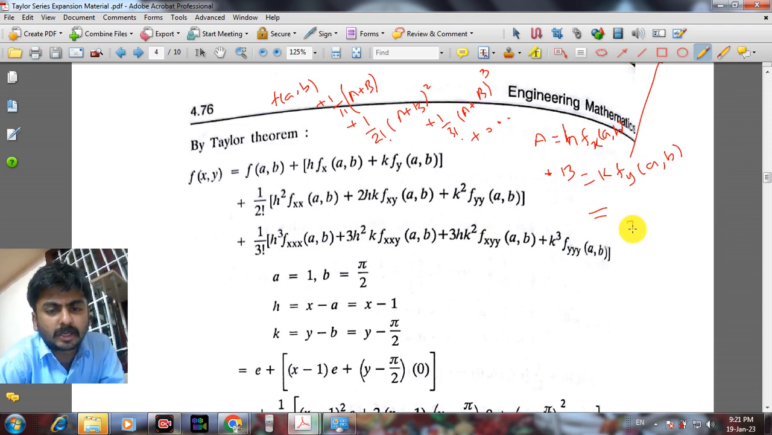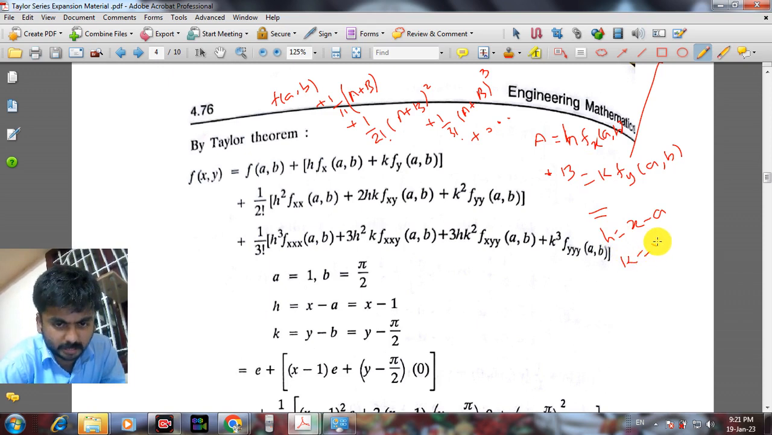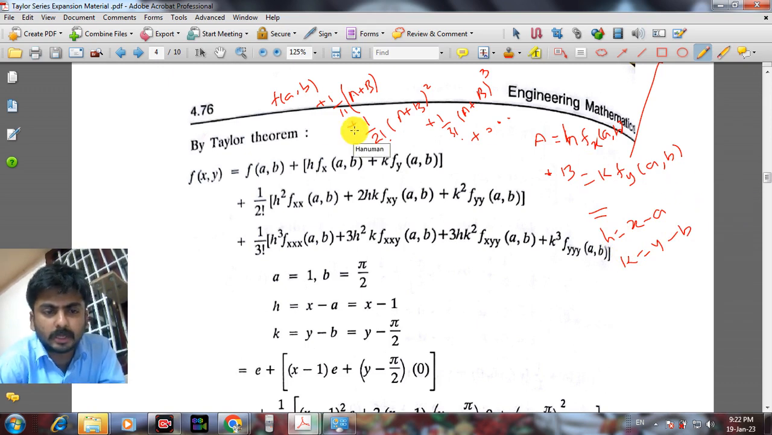And another thing is x minus a equal to h, that is h equal to x minus a, and k equal to y minus b. You have to keep only these things while solving a problem under Taylor series expansion.